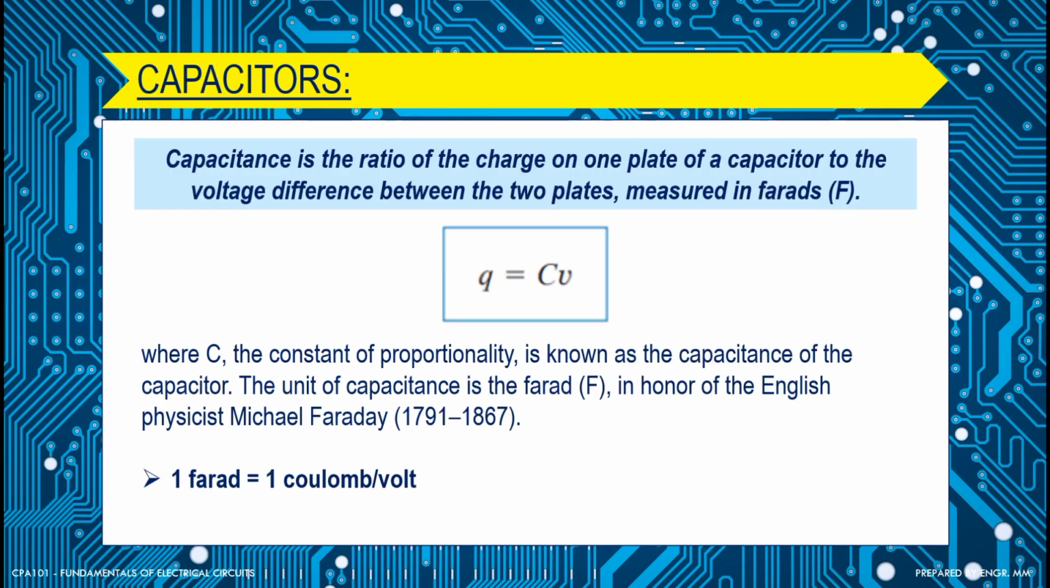Now we have the term capacitance. It is the ratio of the charge on one plate of a capacitor to the voltage difference between the two plates, measured in farads. We have the formula Q = CV, where Q is the charge and C is the constant of proportionality known as the capacitance of the capacitor. The unit of capacitance is the farad, in honor of the English physicist Michael Faraday. So 1 farad is equal to 1 coulomb per volt.